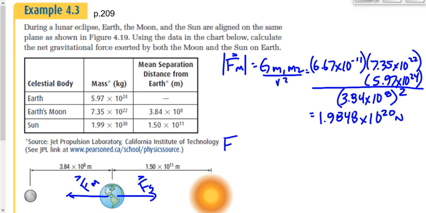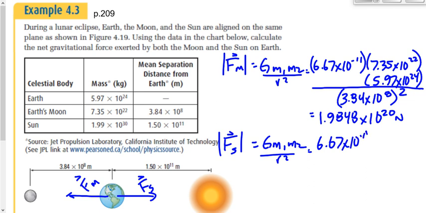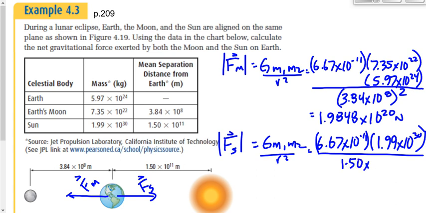Now it's for the force of the sun on the earth. For this one, I use the same equation, G m1 m2 over r squared, but in this case, m1 wouldn't be the mass of the moon, it would be the mass of the sun. We're going to say that's 1.99 times 10 to the 30. And of course, r is going to be the distance of the sun to the Earth, which is 1.50 times 10 to the 11 meters. Don't forget to square that. We do the math there, we get a value of 3.5218 times 10 to the 22 newtons.